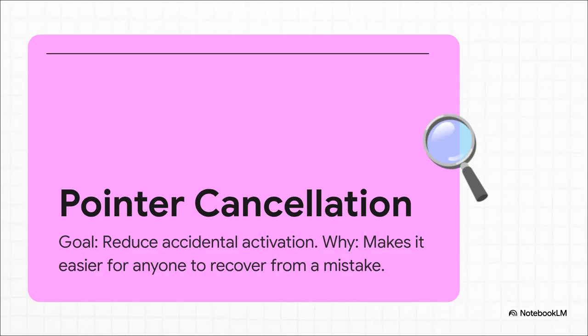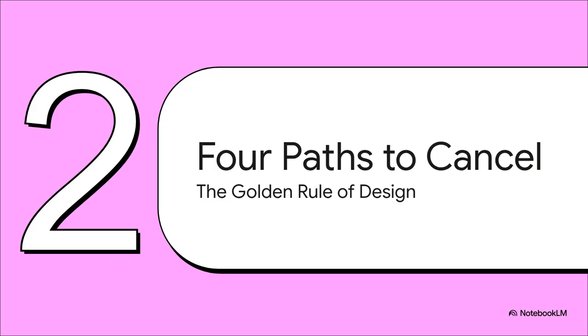So the big idea, the main goal here is just to cut down on those accidental clicks. And the why behind it is, well, it's just beautifully human. It's all about making it easier for anyone to take back a mistake. It's basically forgiveness built right into the design. And to make this happen, designers have a set of really clear options. You can kind of think of them as 4 different paths they can follow to make sure an app or website is forgiving and doesn't trap you into a mistake.